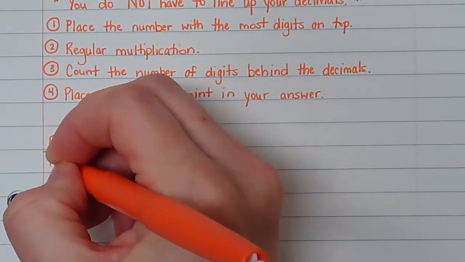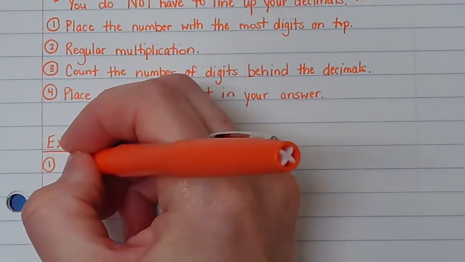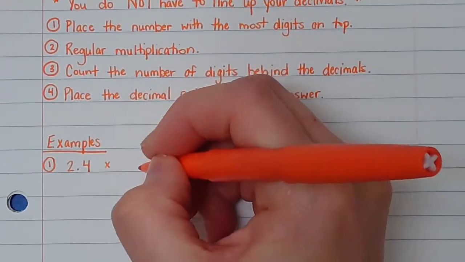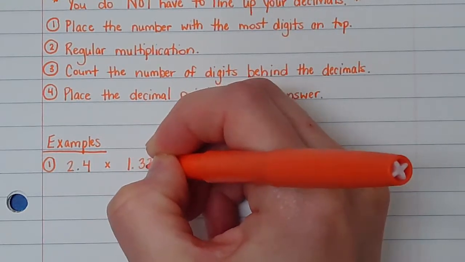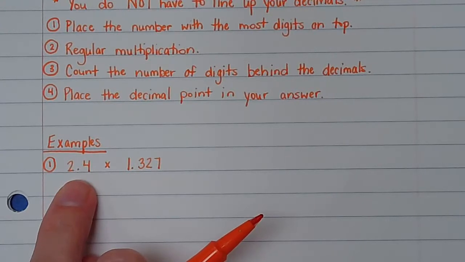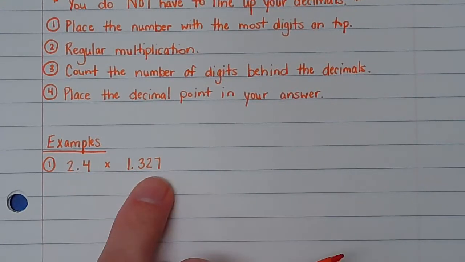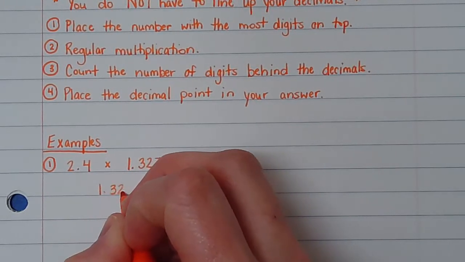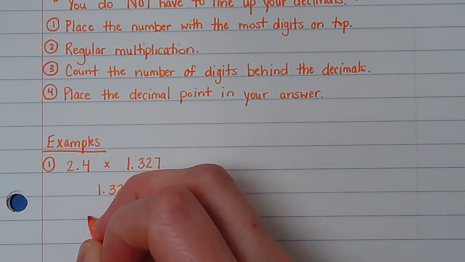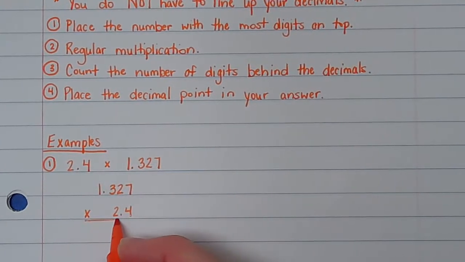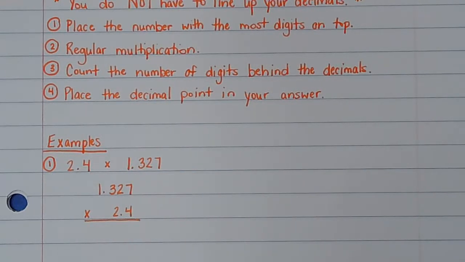All right. So if we have 2 and 4/10 times 1 and 327 thousandths, all right? Even though 2.4 is bigger, even though it comes first, that doesn't matter because my steps tell me that this is the one that has to come first or has to go on top because it's got more digits. So I'm going to put this one on top, and that one on the bottom. And see, I did not line up my decimals because you don't have to do that when you're multiplying.